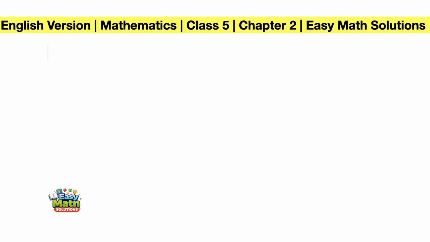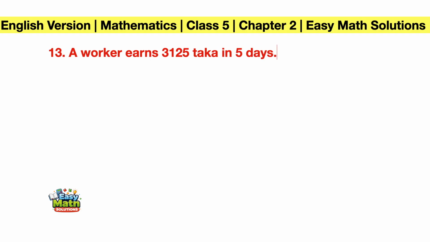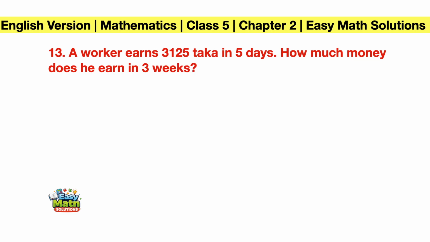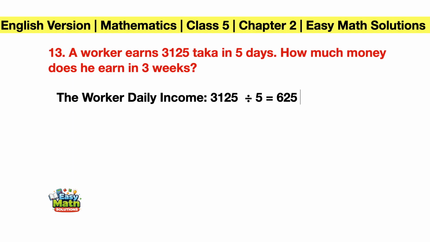Number 13. A worker earned 3125 taka in 5 days. How much does he earn in 3 weeks? Then 5 days income is 3125 taka. Then 1 day income, let's check the worker's daily income: 3125 divided by 5 equal to 625 taka per day.